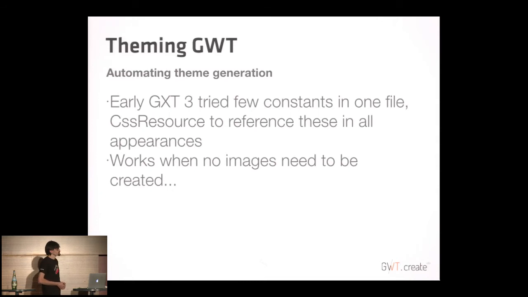And it also works when no images need to be created. So if we're building a panel, anyone taking apart the GXT panel probably noticed that there are images used to do all the decoration around the outside. So if you give us a new color and say, I want the new border to be this color, we actually need to rewrite all of those images. And we keep those images around because of the browsers out there that can't handle CSS3.